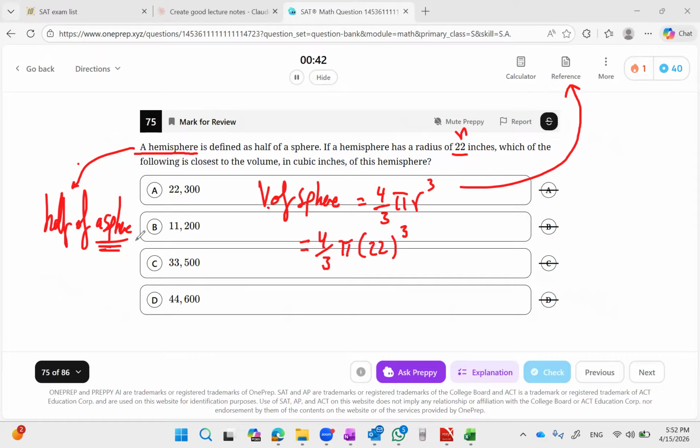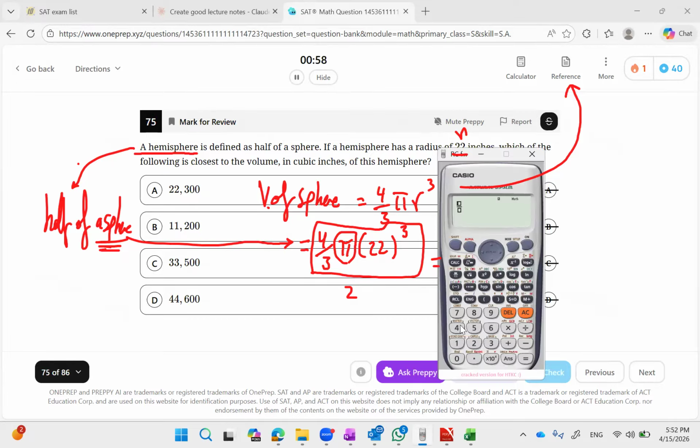And to find the volume of the hemisphere, you are going to divide all of this answer by 2. How can I do that? Just ignore the pi. Go to your calculator. So I'm going to do what? 4 over 3 multiplied by 22 to the power of 3. And then divide the answer by 2.